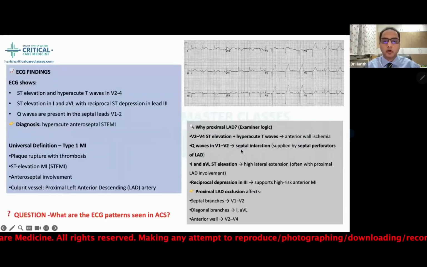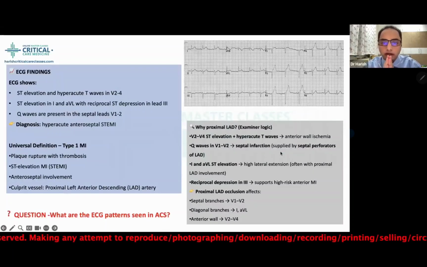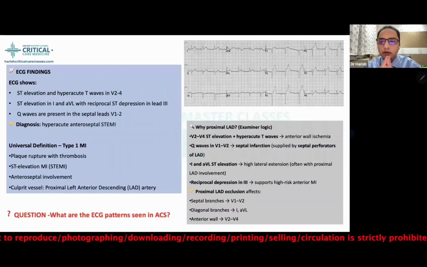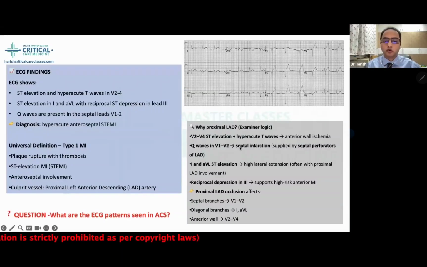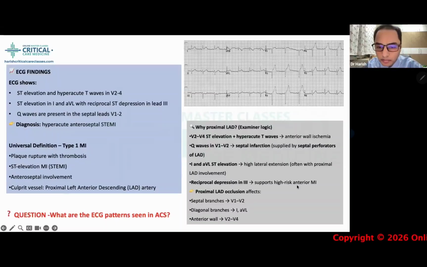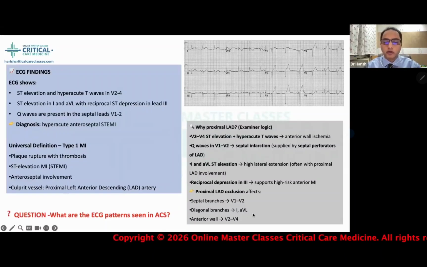So again, the examiner might ask how you say there is proximal LAD involvement as the culprit blood vessel. Okay. V2 to V4 ST elevation with hyperacute T waves means anterior wall ischemia is there. Q waves in V1 to V2 mean there is a septal infarction, which is supplied by the septal perforator of the LAD. Lead 1 and AVL ST elevation is high lateral extension, often with proximal LAD involvement. Reciprocal depression in lead 3 supports a high-risk anterior MI. Proximal LAD occlusion affects the septal branches, that is V1 to V2, the diagonal branches, that is lead 1 and AVL, and the anterior wall, that is V2 to V4.